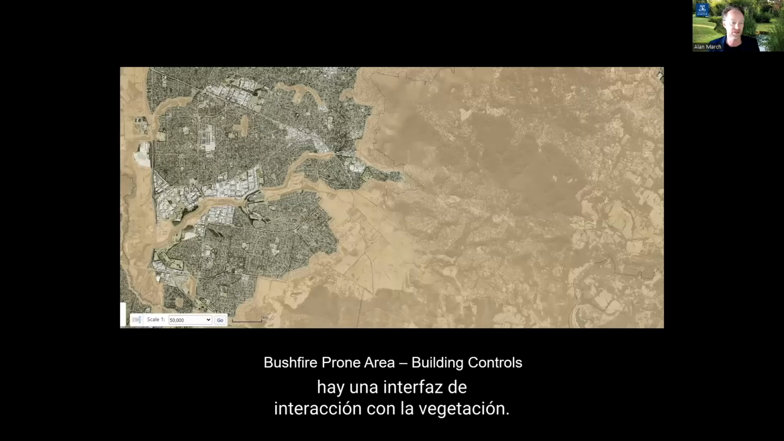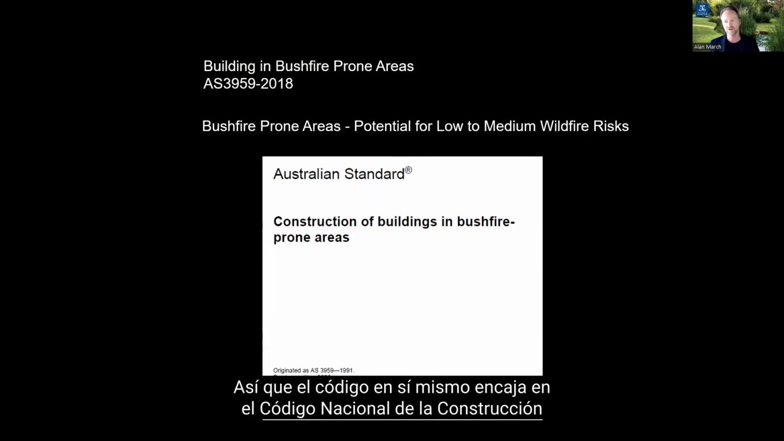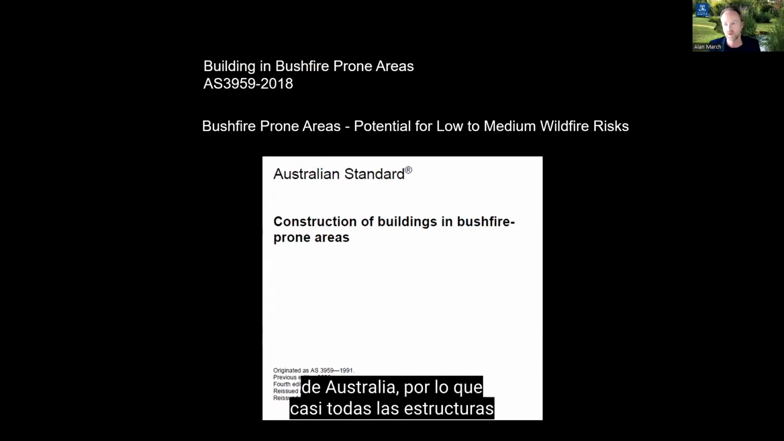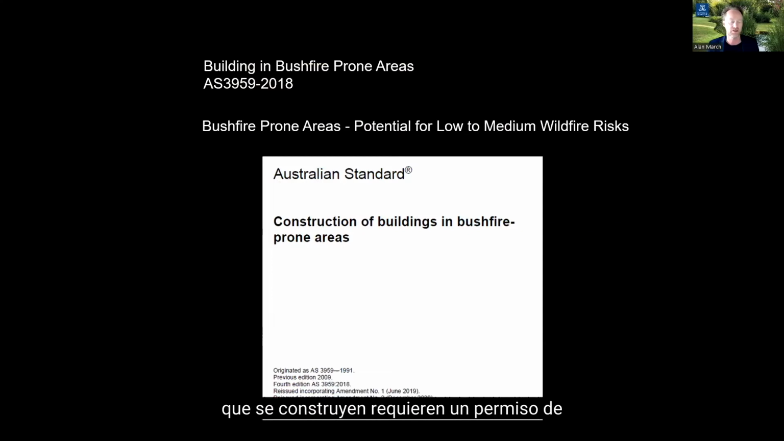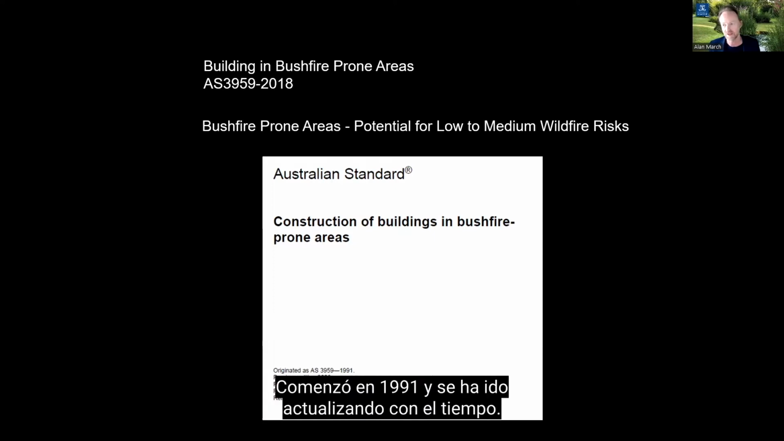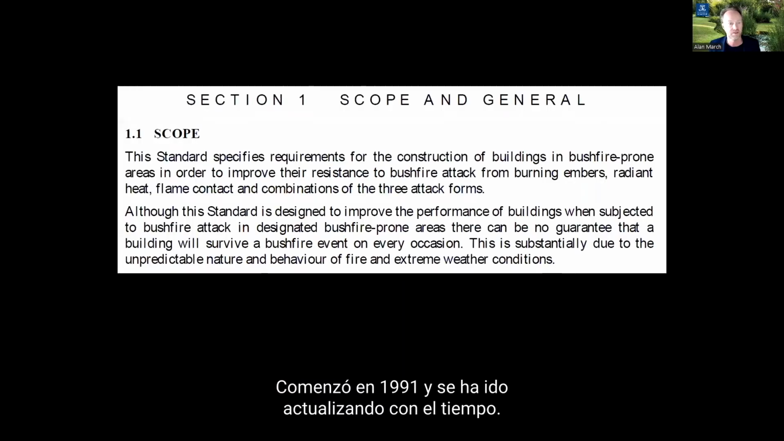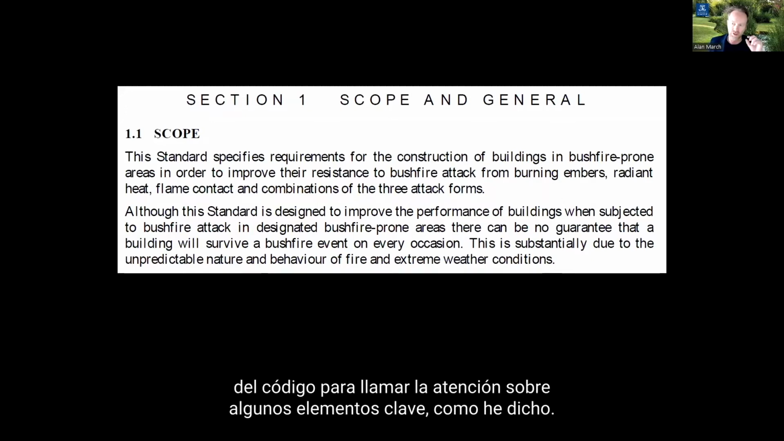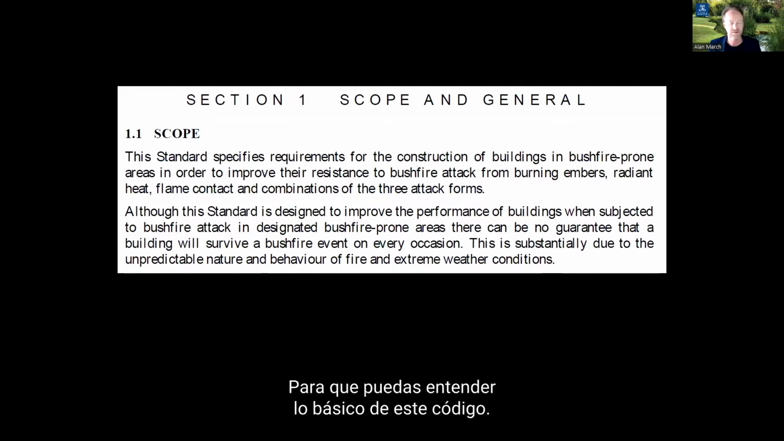So the code itself fits under the National Construction Code of Australia, whereby almost all structures that are built require a building permit to ensure safety and health of humans. You can see, if you can read that detail there, it started in 1991 and it's been updated over time. And I've just taken some screenshots of the code to draw attention to some key elements as I see it, so you can understand the basics of this code.